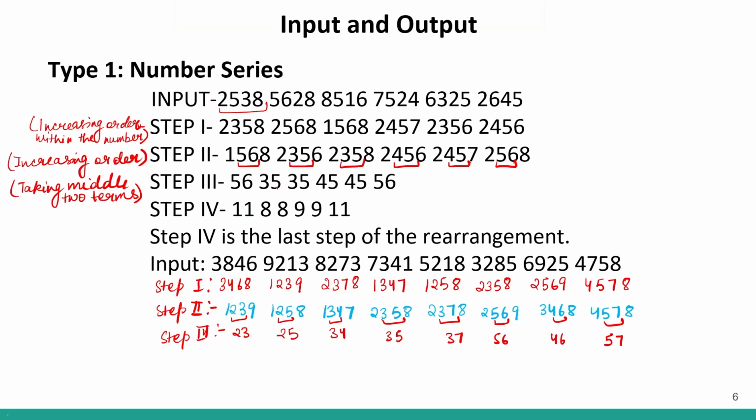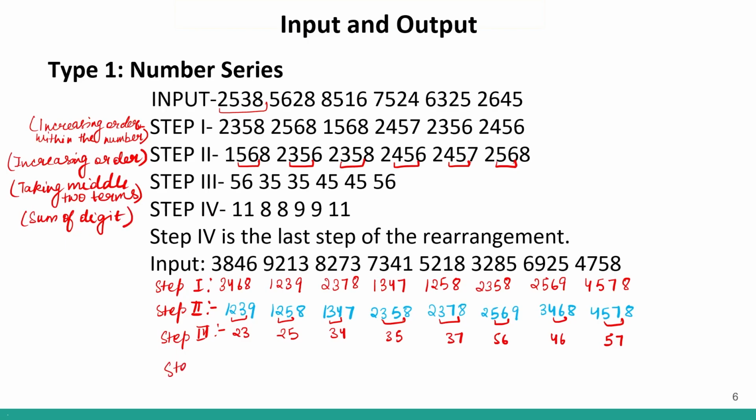3 plus 5 will give me 8. 4 plus 5 will give me 9. And 5 plus 6 will again give me 11. So basically, it is the sum of digits of the previous step. Correct? It is the sum of digits of the previous step.